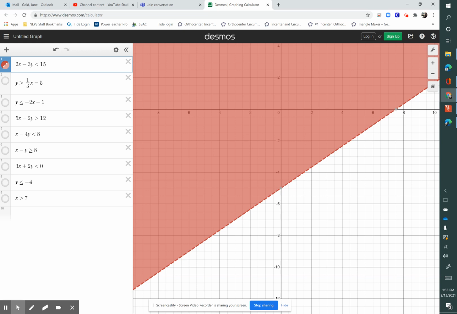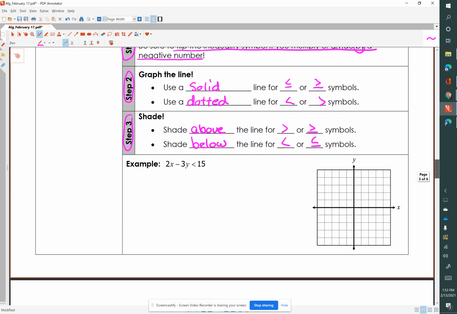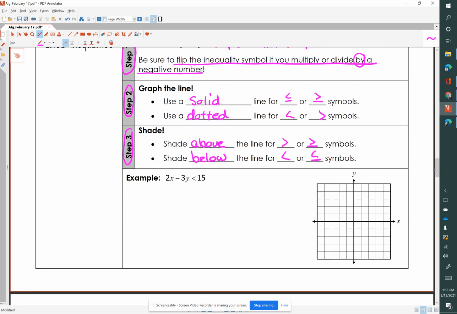Now, this is a little funny. We did not put this in slope-intercept form when we inserted it into Desmos. But if we were to put this in slope-intercept form, it would be a greater than symbol because we would divide by -3 and we would have to shade above the line. You'll see that as we practice these. So we have an example. We've got our 2x minus 3y is less than 15, which is the same problem we did up here. And what I just mentioned is what we're going to illustrate right now.